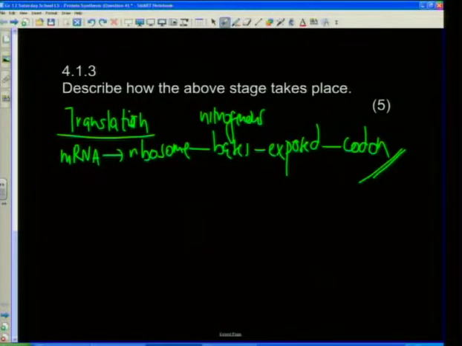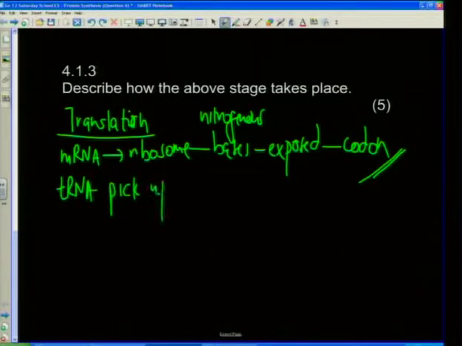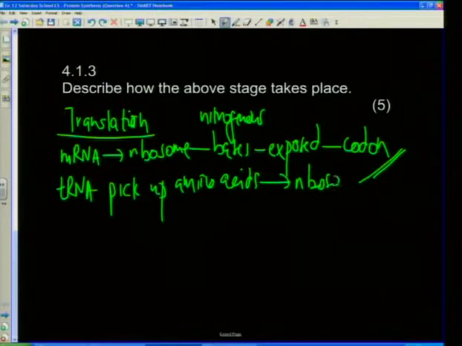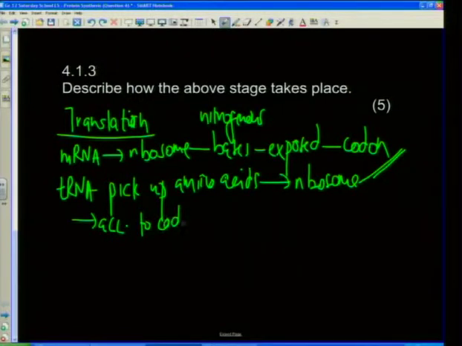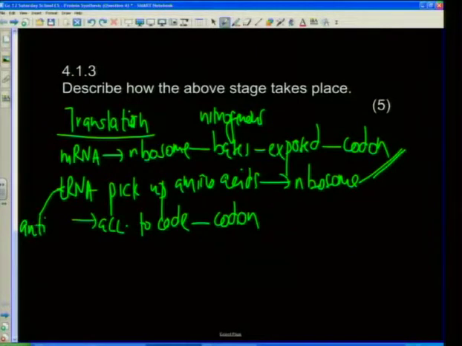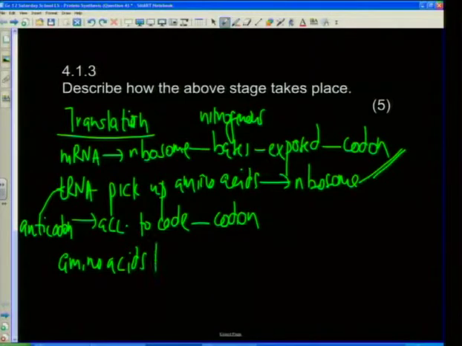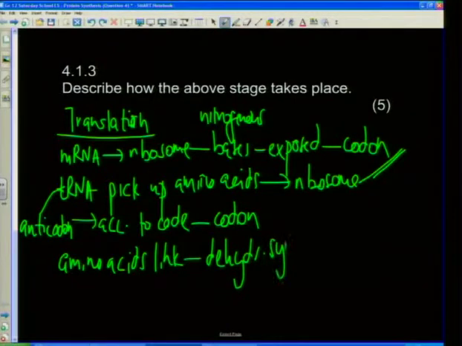When this happens, the different transfer RNA molecules pick up amino acids, and they bring them to the ribosome. How? According to the code. Which code? Provided by the codon. So the transfer RNA is called the anticodon. The amino acids then link by dehydration synthesis.